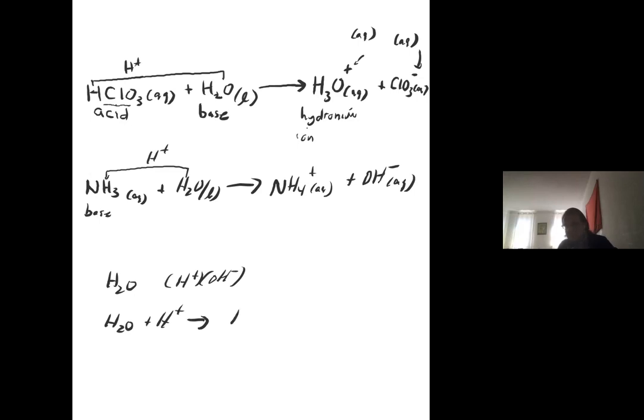you essentially get H3O plus, hydronium. But if you take your water and you take away an H plus, you now have OH minus. So in this case, the water is acting like an acid. It's donating the H plus to the ammonia, so it's an acid. Here, the H plus is getting accepted by the water, so it's acting like a base.